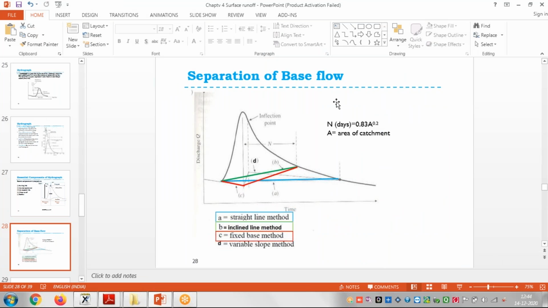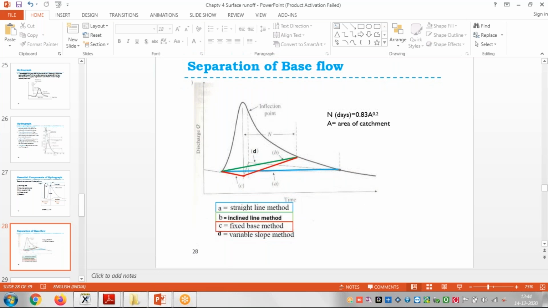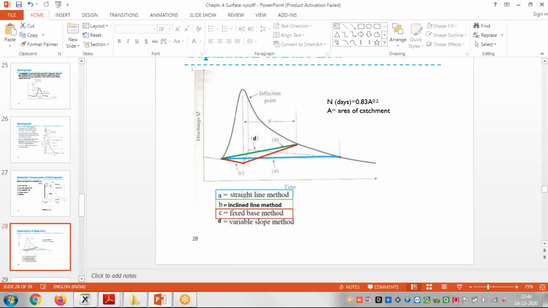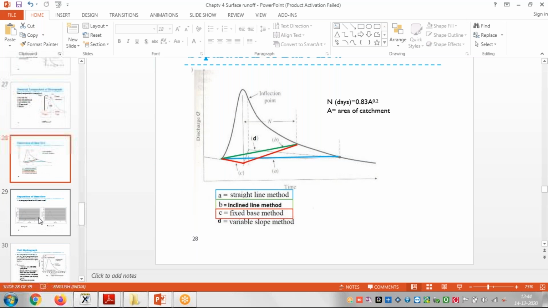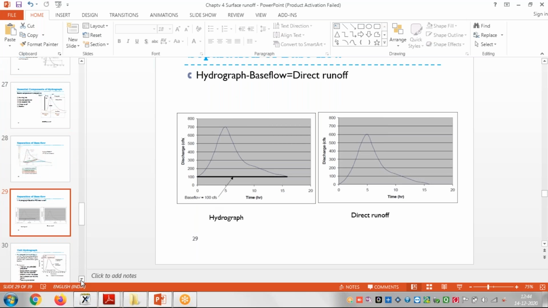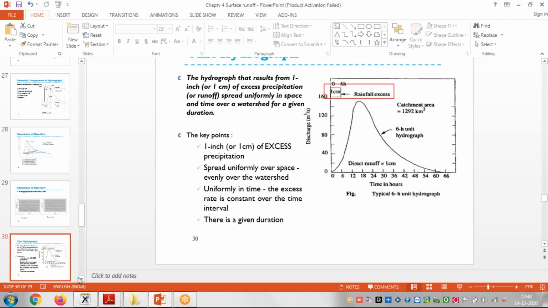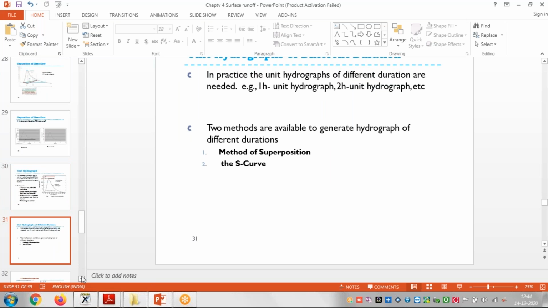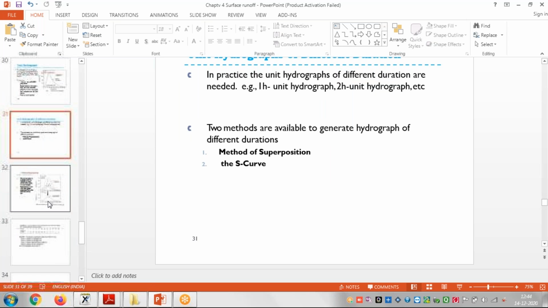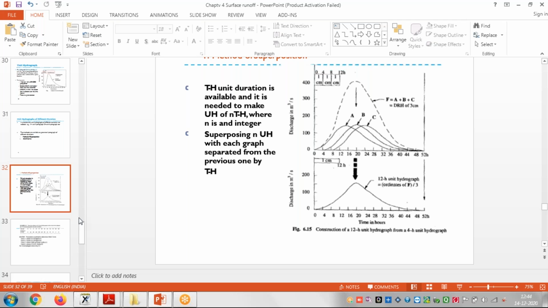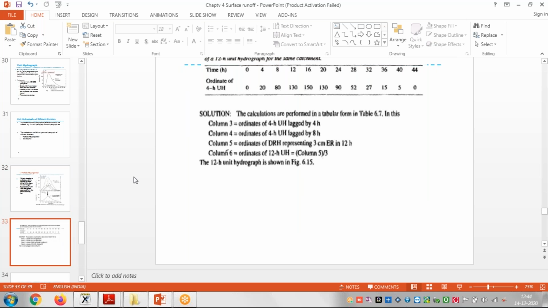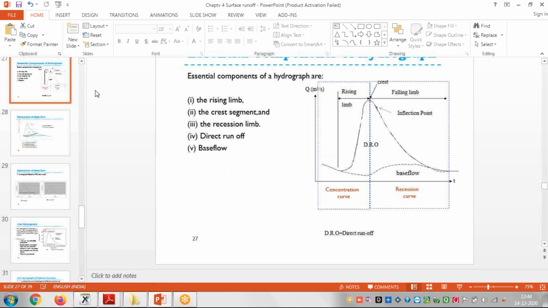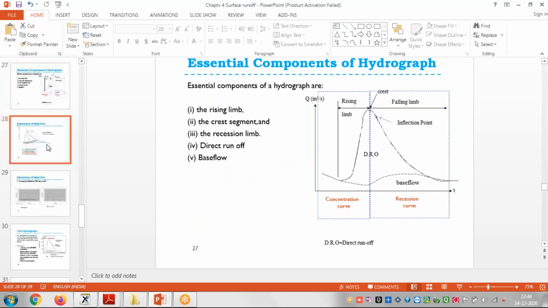Now we will see the separation of base flow in the next class, okay? After that we will have some numericals, because understanding the concept is very important: what the concept is and how we can solve these problems. So here I stop. We will see the separation of base flow in the next class.